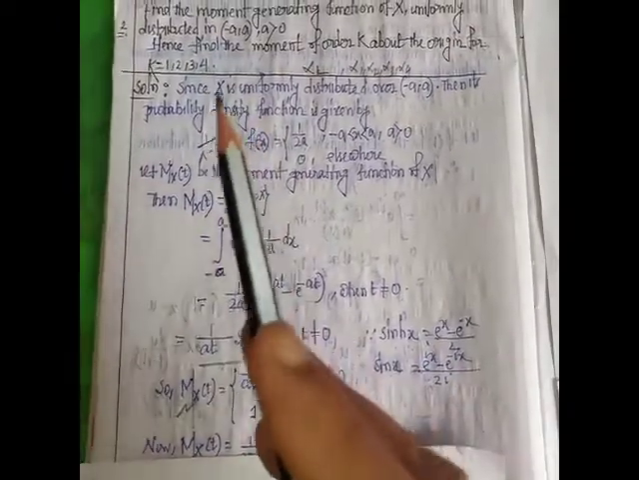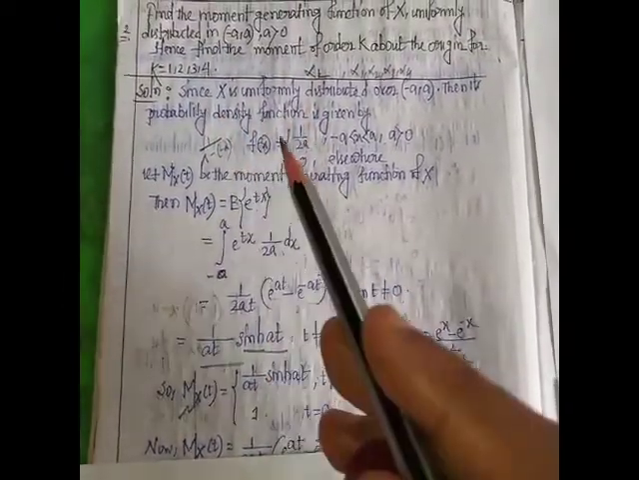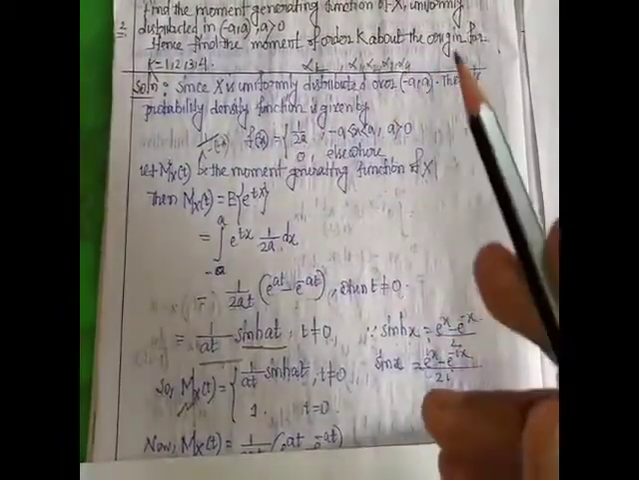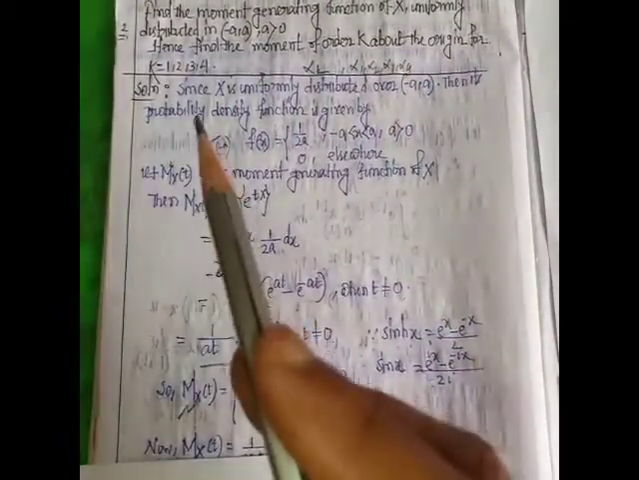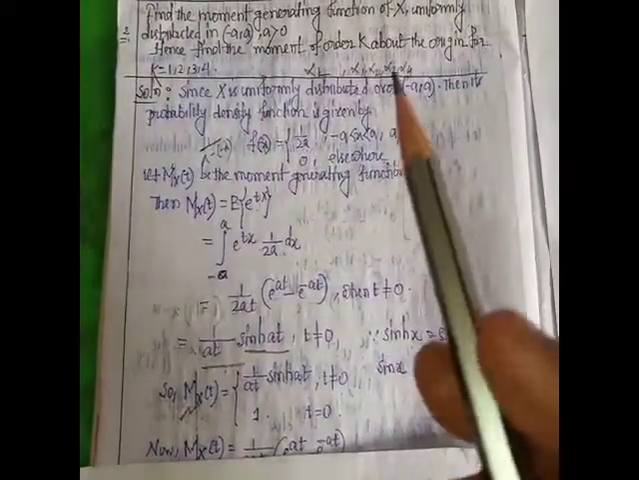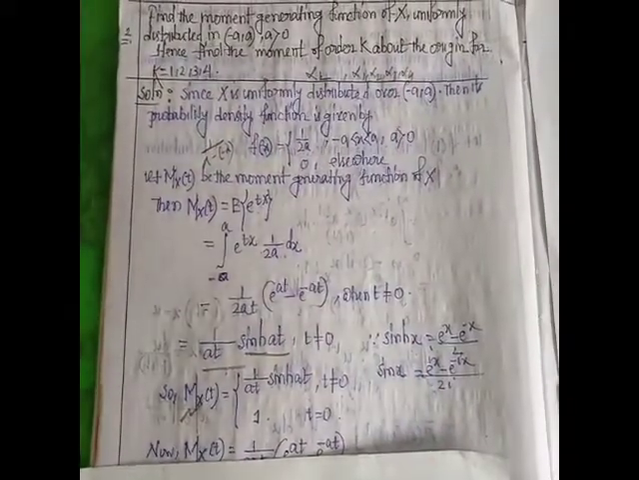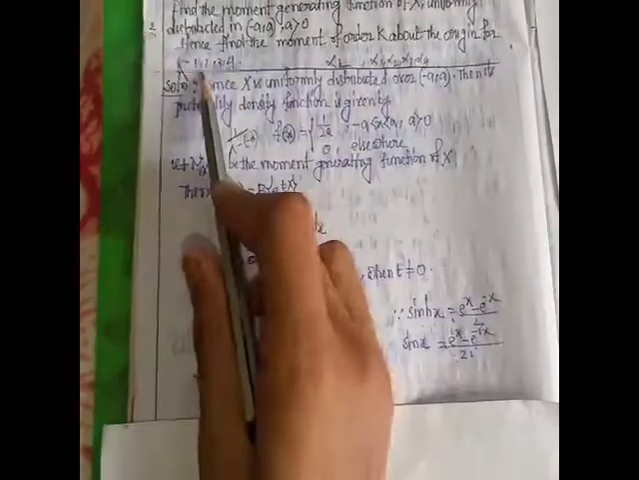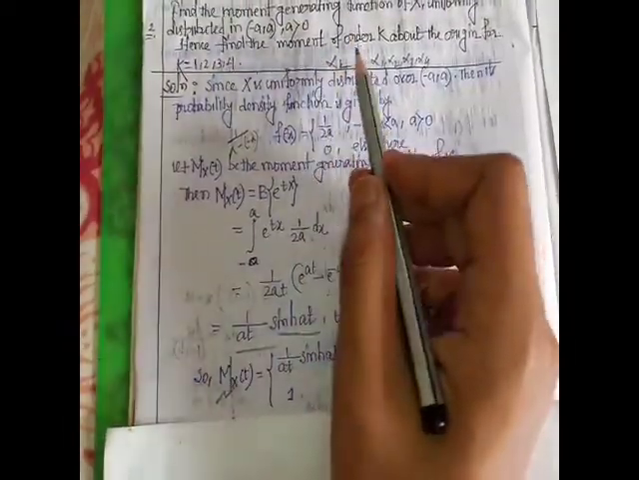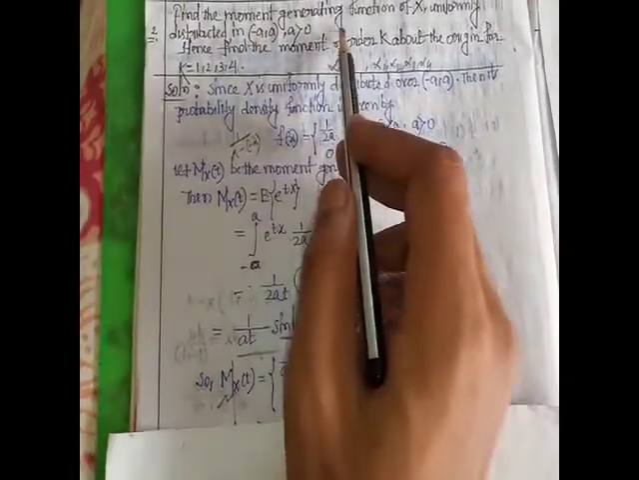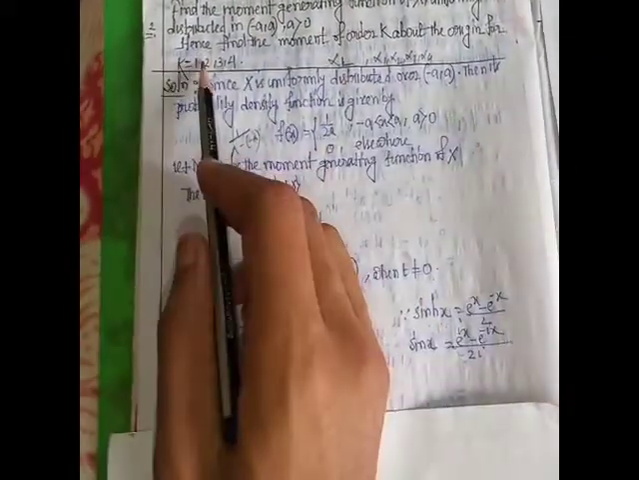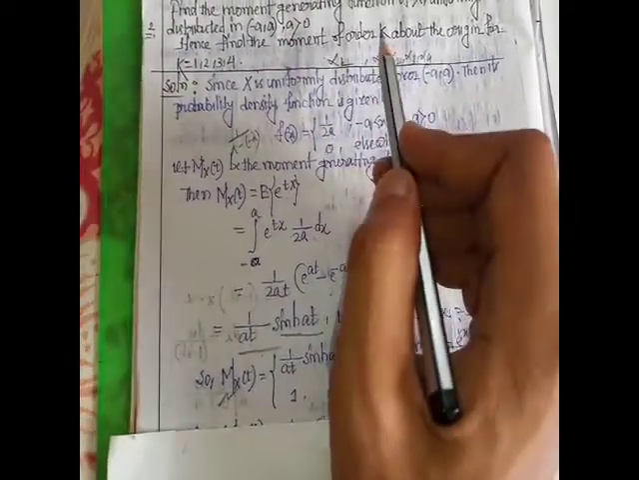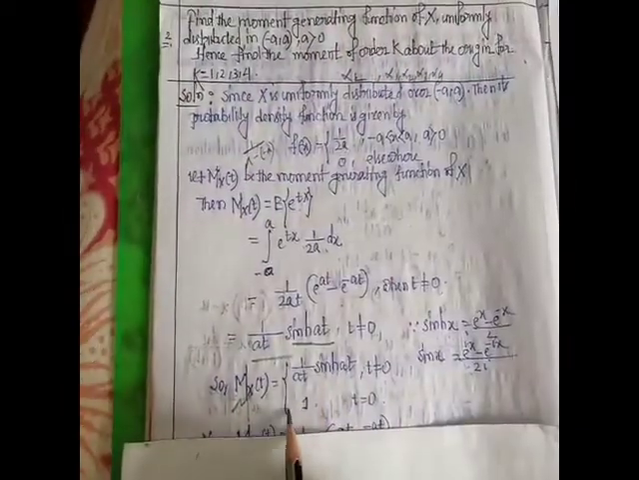Next we find the moment of order k about the origin for k equal to 1, 2, 3, 4. So we find alpha 1, alpha 2, alpha 3, alpha 4. Hence means we find the moment of order k using the result of the first part.